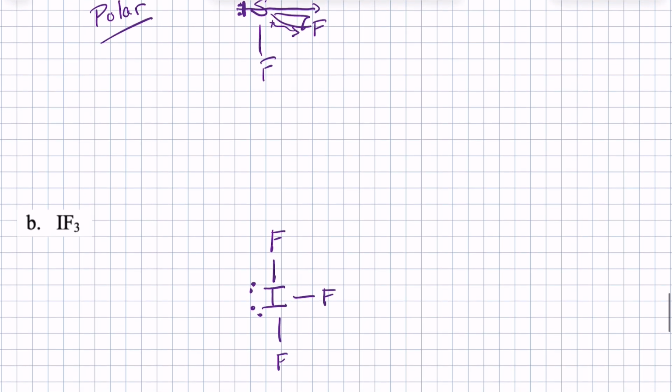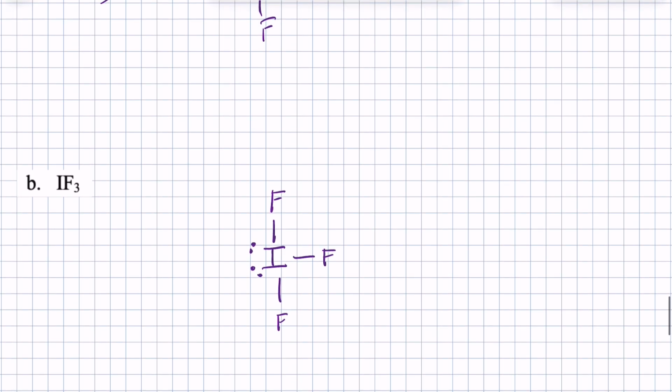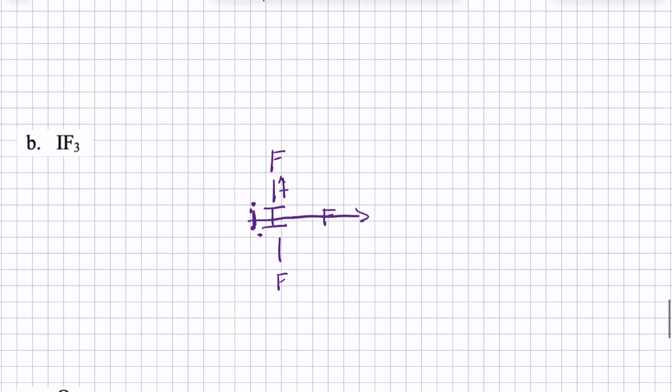What about IF3? Same idea. We've got bond dipoles pointing towards the fluorines, and so I'm going to erase that. Again, when we add them all together, the overall dipole moment is going to go straight down the middle, all right? Not averaging, but adding all those vectors together gives us straight down the middle, again pointed toward the fluorines because the fluorine is more electronegative.